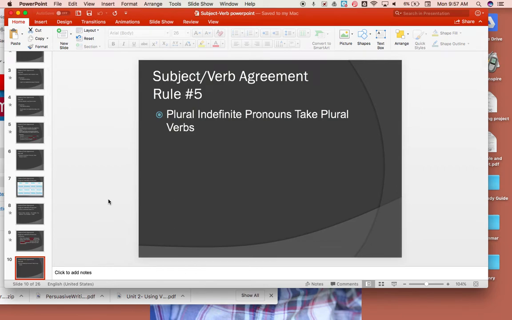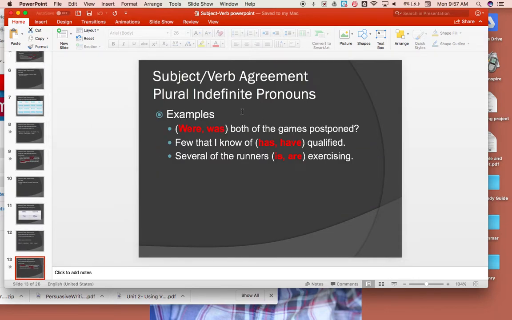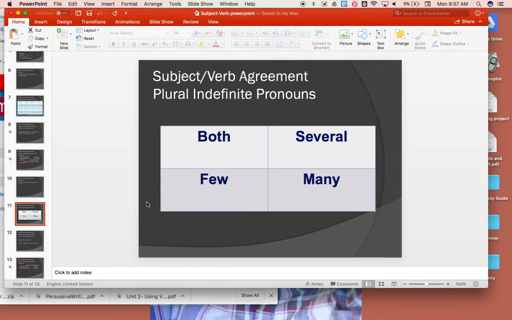Okay, just like singular indefinite pronouns take singular verbs, you also have plural indefinite pronouns which take plural verbs. You only have 4 of them: both, several, few, many. When you look at these, it should be pretty obvious that these are plural, more than one. Okay, now look at these examples. Of the games is a prepositional phrase. I'm going to get rid of it and find my subject. My subject is both. Both is on my plural chart.